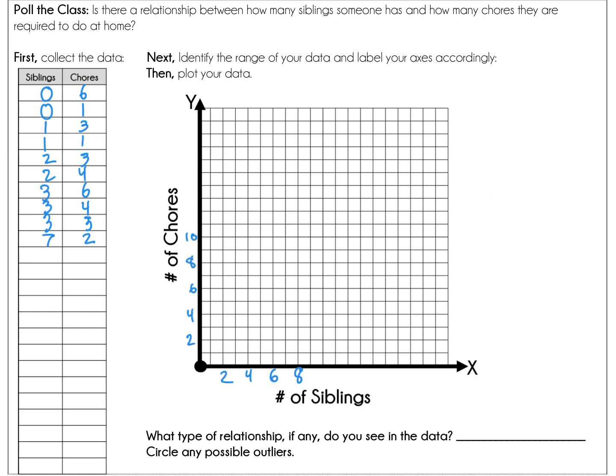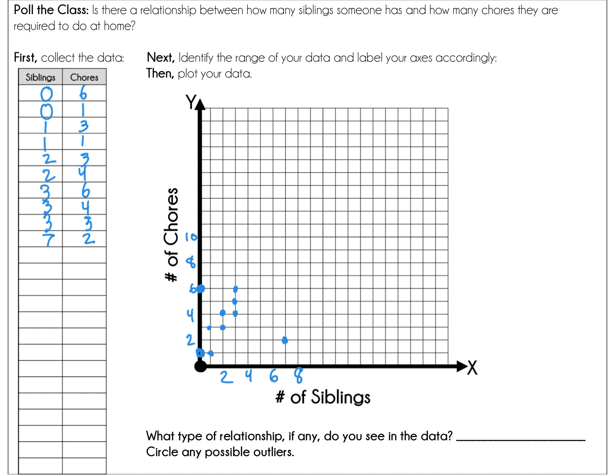Now we need to plot our data. There are 2 people with 0 siblings, and each of those has a different number of chores. One only does 1 chore, and the other one does 6 chores. Of people with only 1 sibling, one of them only does 1 chore, and the other one does 3. For 2 siblings, we have 3 and 4. 3 siblings gives you 6, 4, and 5. 4 siblings doesn't exist. 5 siblings doesn't exist. 6 siblings doesn't exist. But there's one person with 7 siblings who only does 2 chores.